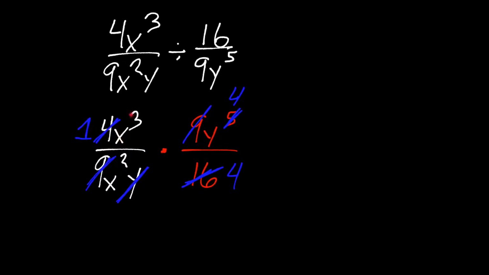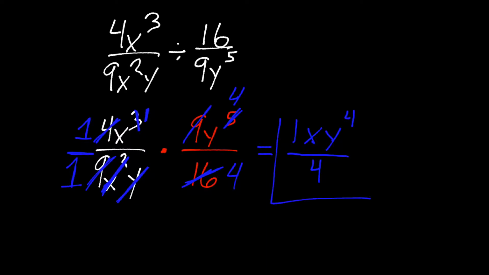The last thing is these x's. I have x to the third up top, x squared below. So I can take away all of the x squareds on the bottom. Now I've canceled everything on the bottom, so that's just going to be replaced by a 1. And then this is going to be x to the first up top. So what do I have left? I have a 1, x, y to the fourth on top, all over 4. And there's our answer. x y to the fourth, all over 4.